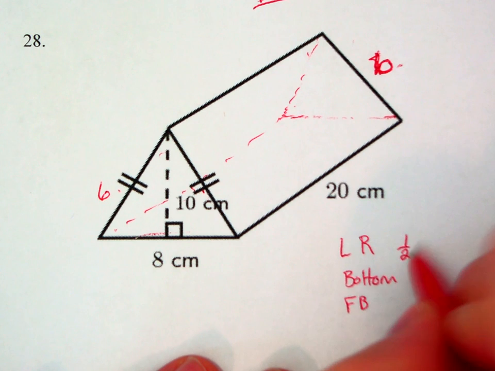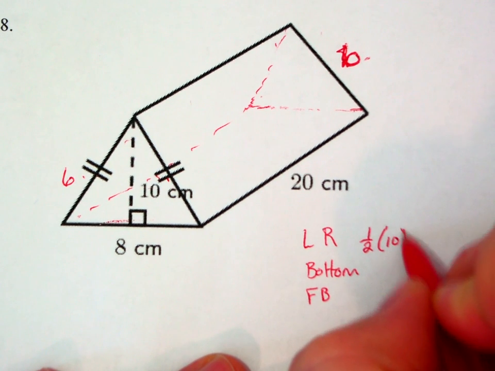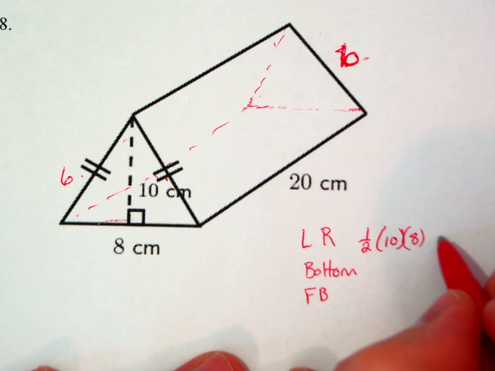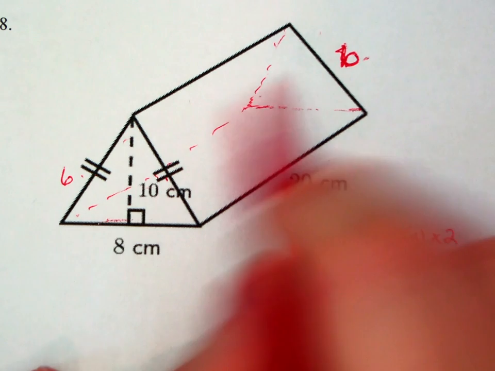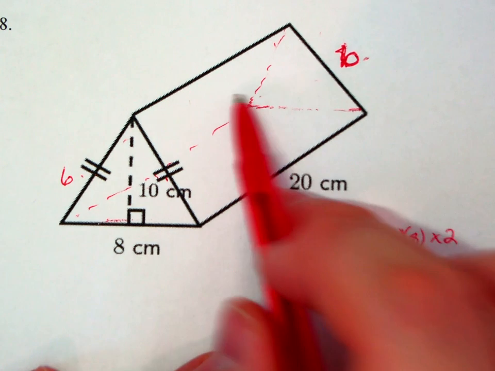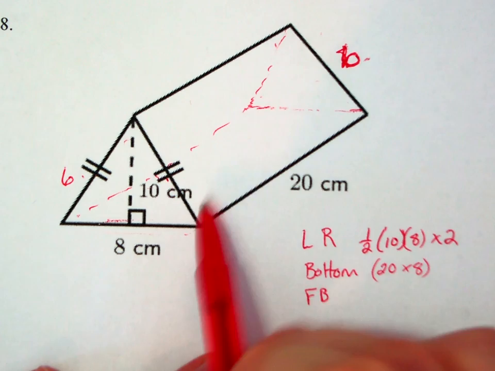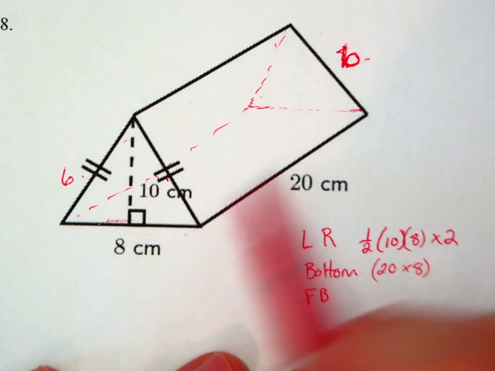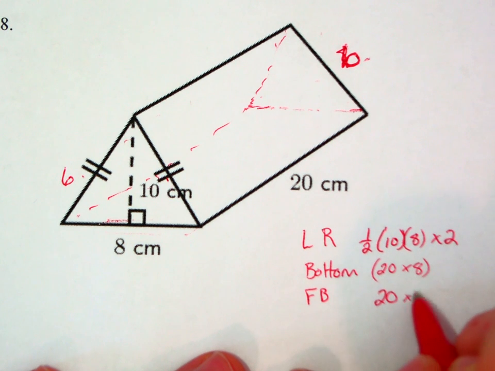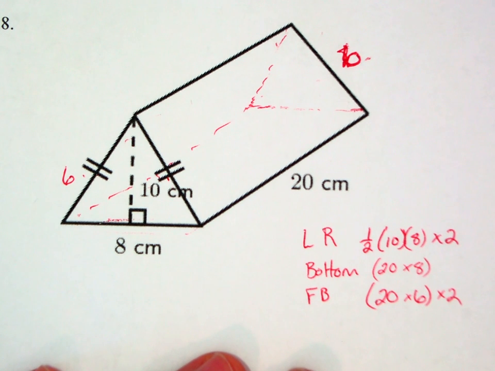I have 1/2. The height is 10 times 8. And I have 2 of those. Remember, I have a triangle on the front and a triangle on the back. I need the surface area for both. The bottom of the shape, I'm calling this big rectangle, so 20 by 8. And I only have one shape that's that dimension. I have 2 front and back shapes to this triangle that are 20 by 6. And that would be all my pieces of the triangle, so now I can find out their measures.